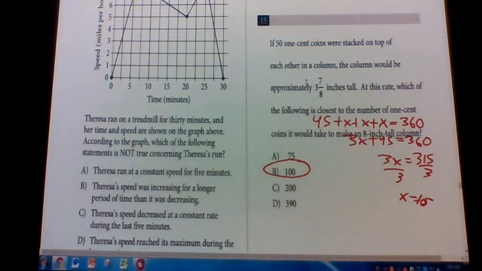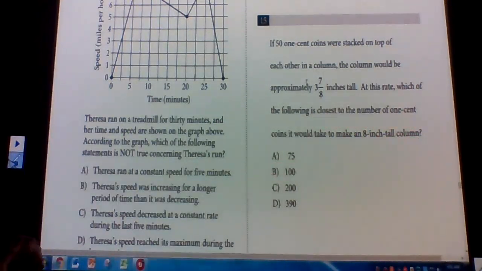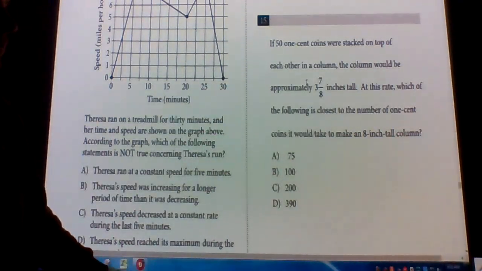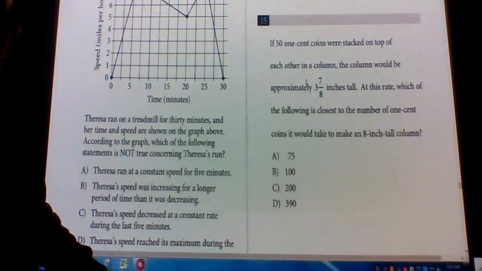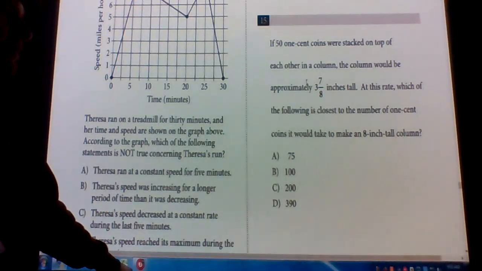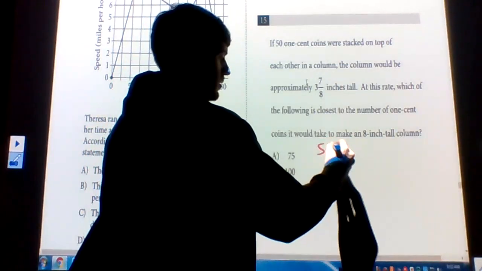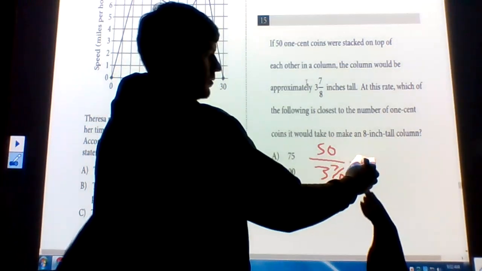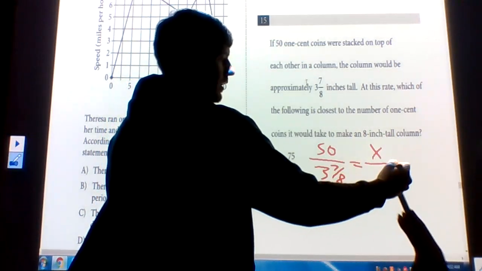Right, if 1 cent coins were stacked up on top of each other, the column would be approximately 3 7/8 inches tall. At this rate, which of the following is closest to the number of 1 cent coins it would take to make an 8-inch tall column? So 50 coins made a 3 7/8 inch tall column. We want to know how many coins would make an 8-inch column.